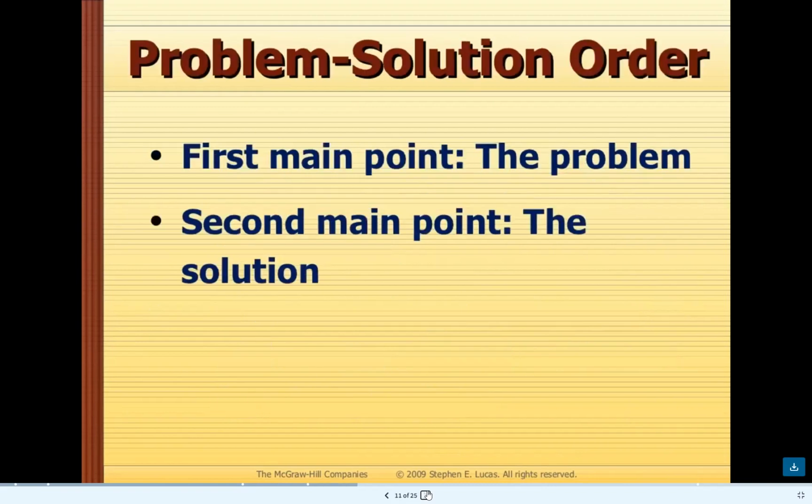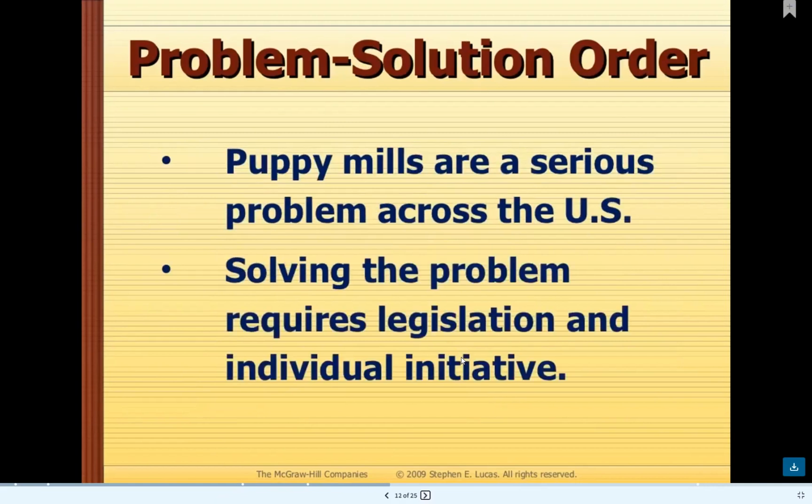Another way is problem solution order. We have a problem and then we have a solution. So the first main point talks about the problem, and the second main point talks about the solution. Right, let's have the example. The problem solution order example is: puppy mills are a serious problem across the US. Solving the problem requires legislation and individual initiative. So first we have a problem here at the top in point number 1, and then we have the solution of the problem, and that's what we call problem solution order.